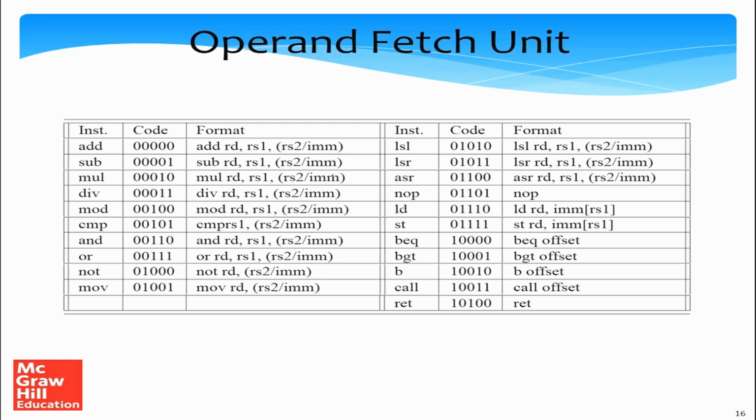So let's take a look at the operand fetch unit now. We have finished the instruction fetch unit. This is the second stage, the operand fetch unit. Let's just take a quick look at simple RISC instructions. These are all our arithmetic instructions that we have: add, subtract, multiply, divide, and get the modulo, the remainder. All of them have the same format. We first have the destination register, then we have the first source register, subsequently we have the second source, which can either be a register or an immediate value.